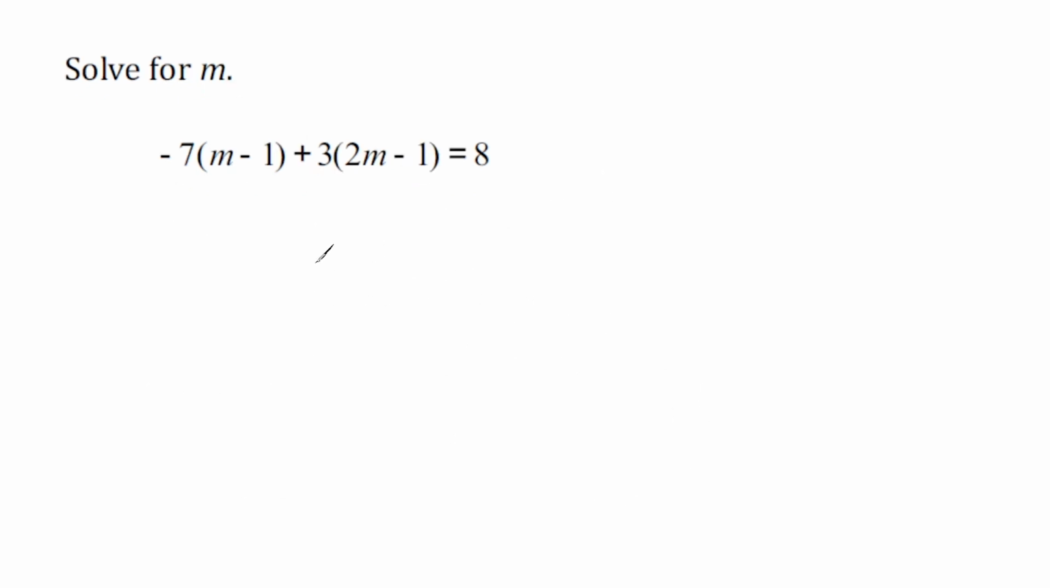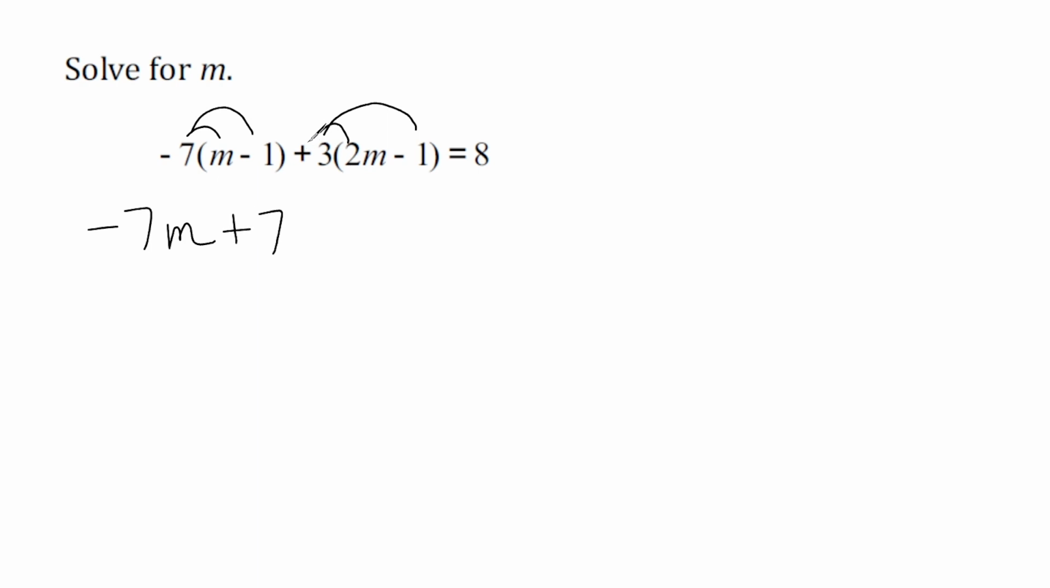Okay, so first thing we have to do is distribute this 7 and distribute this 3. So we have to rewrite our equation using the distributive property. So we have -7m, because -7 times m is written like this. -7 times -1 is +7.